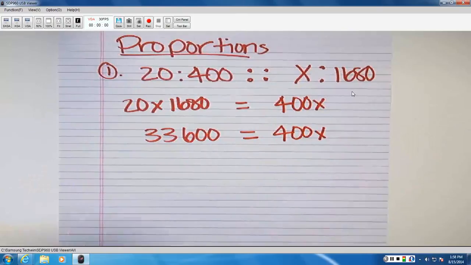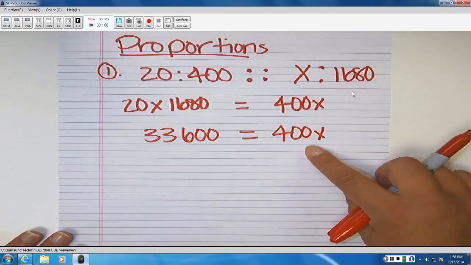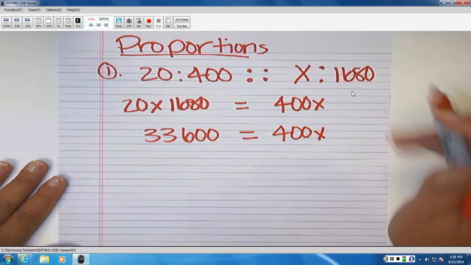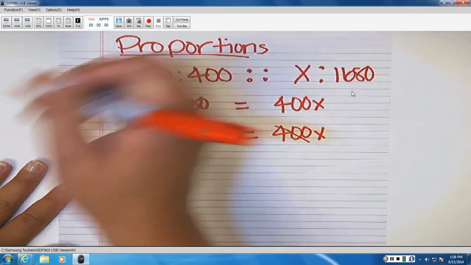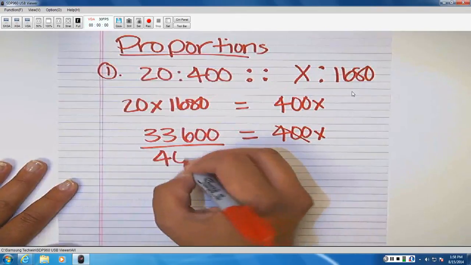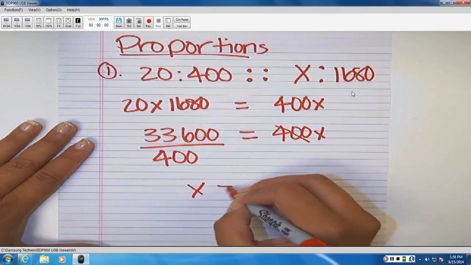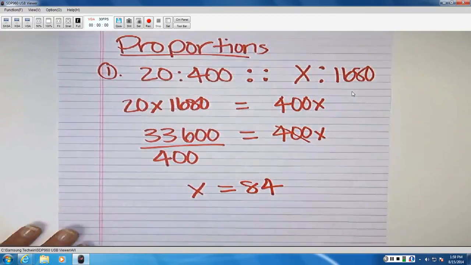What I don't know right now is what x is. So in order to determine what x is, all I have to do is divide both sides by 400. When I divide this side by 400, it's just going to cancel itself out, so we really don't have to do anything there. We're just going to take this 400 and divide the other side by 400. 33,600 divided by 400, and my answer is 84. So x equals 84. That's my answer.